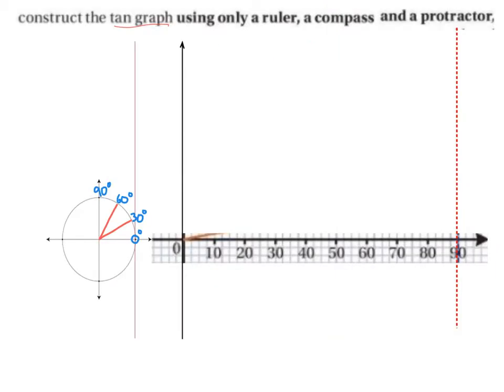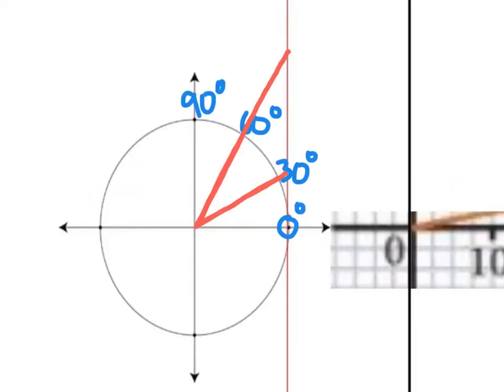Next, what we have to do is extend our radii that we're after drawing into our circle so that it touches off the tangent. So this red line is a tangent to our circle at the point 1, 0. Next, what we're going to do is draw a straight line across from the point at which we've touched the tangent that is parallel to the x-axis.